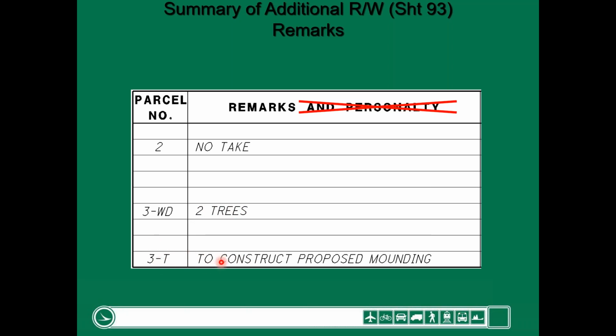3T, anytime we have a temporary easement, there will be a brief description in the remarks column of what the temporary is for. Usually, in this case, it's for proposed mounding, but a lot of times it's just for grading and drive aprons is usually what temporary easements are for.